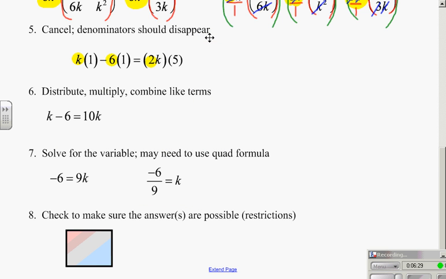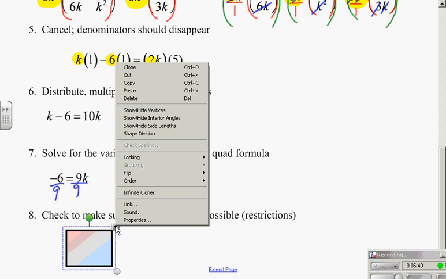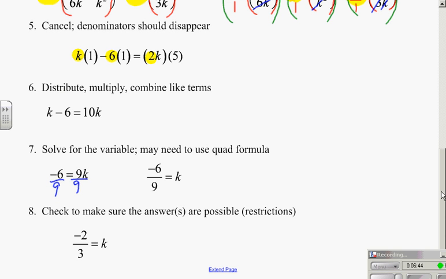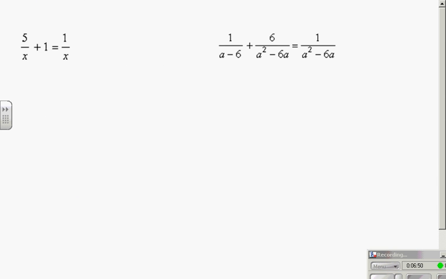Divide both sides by 9 and make sure that you do this step right here. Lots of people go the wrong way, and then we always present fractions in lowest terms. Negative 2/3. Negative 2/3 was not my restriction. My restriction was 0, and so that is my answer. Now let's go ahead and look at an example or two.